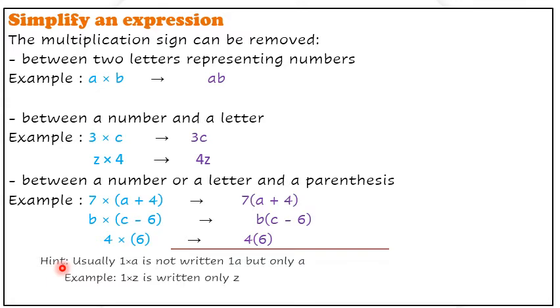Keep in mind that when I say 1 times A, I can write it 1A, but since every letter or every number multiplied by 1 stays the same, we have to write it only A. Okay? 1 times Z, it's 1Z, but since it's multiplied by 1, we write it directly Z.